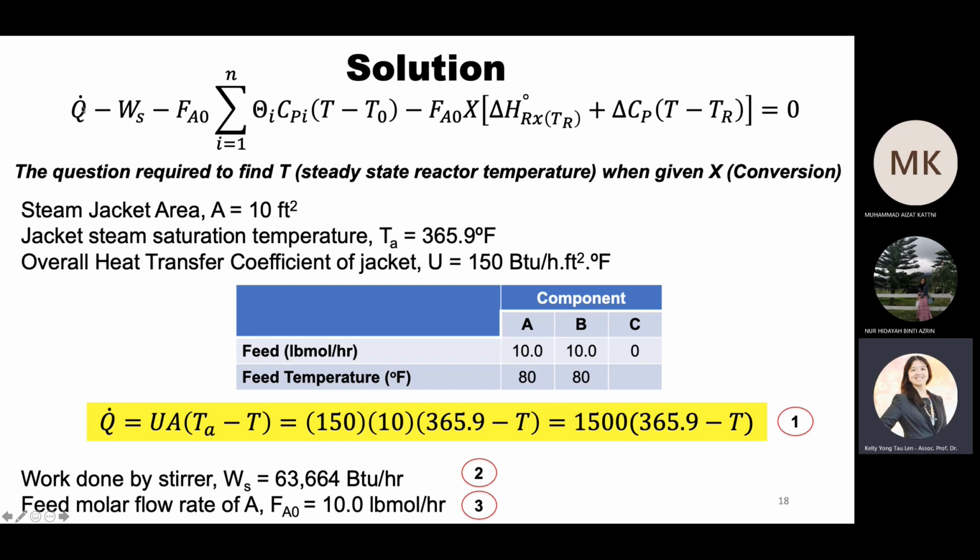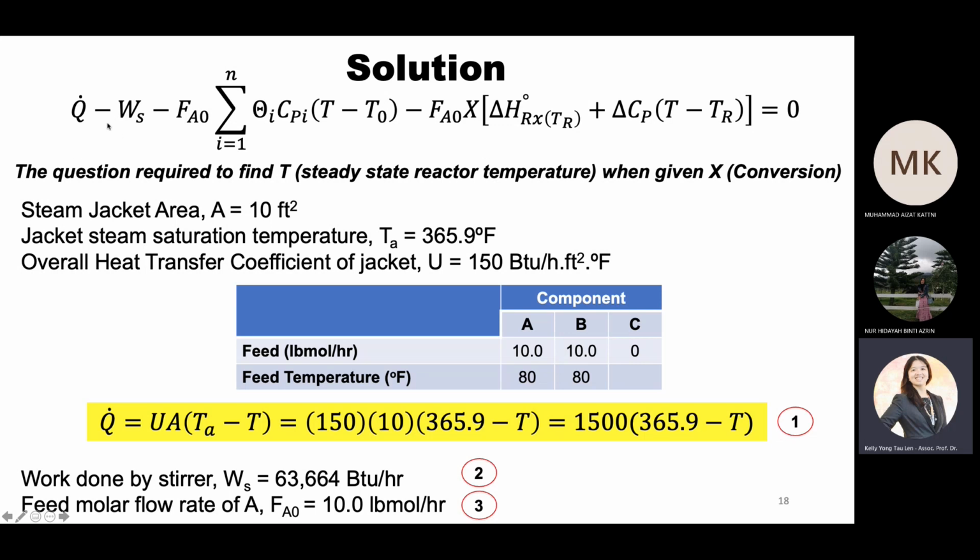Okay, so first kita solve Q. So Q, kita kena cari dulu dia punya equation kan. So Q is equals to heat transfer coefficient multiply with jacket area in bracket heat transfer fluid inlet temperature minus reactor temperature. Okay, so U 150 from the question, A is 10, in bracket, feed temperature of heat transfer fluid kita adalah 365.9, minus T. T kita tak tahu, we don't know the value of T. T tu yang kita nak cari kan, so T tu kita biarkan. Okay, so kita solve dah part untuk Q. So yang sub equation first kita dah settle.